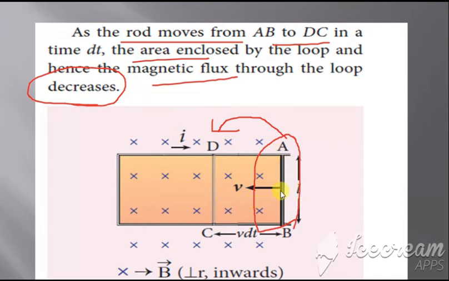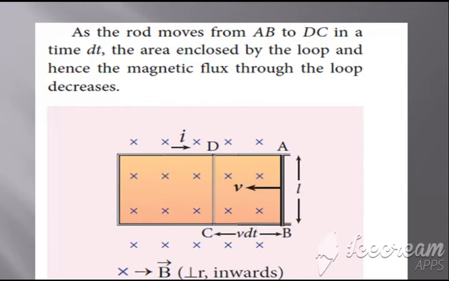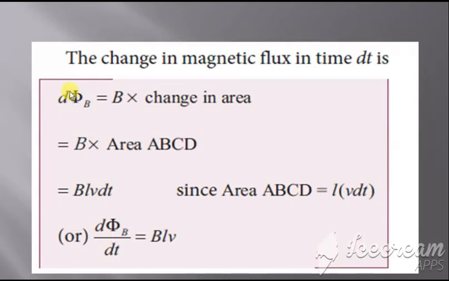Okay, this is the rod, it has a length L, and it is made to move with velocity V. This is the magnetic field, and the rod carries a current I. So when you change the rod position like this, what happens to the area? That is what we are going to see. The change in flux d phi is equal to B, the magnetic field, into the change in the area.